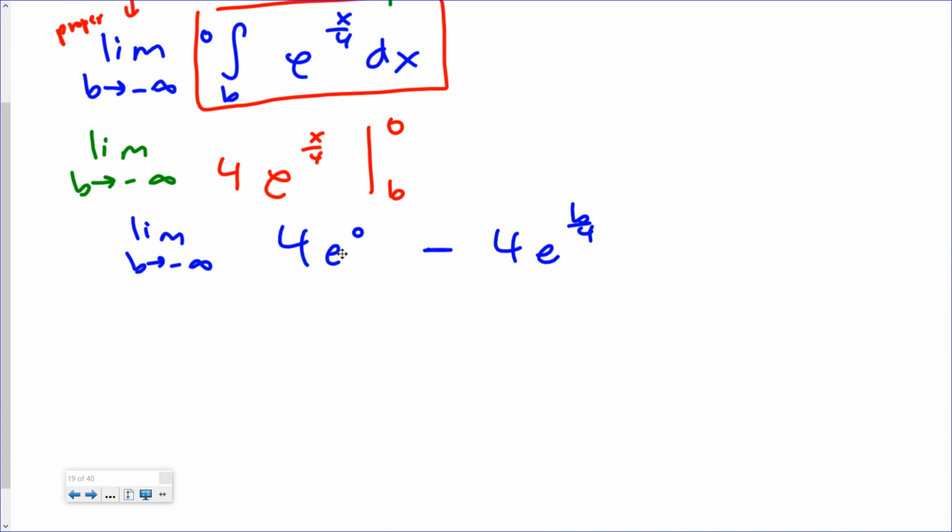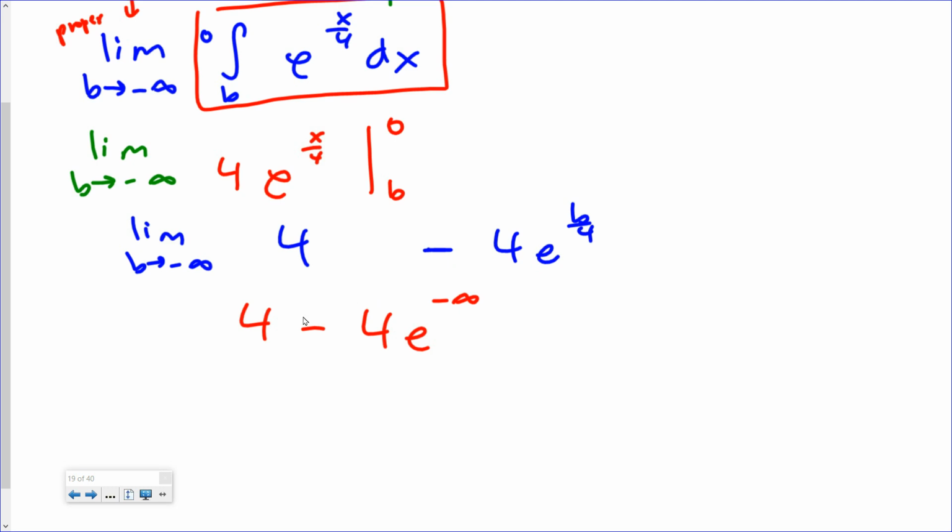Do you see that e to the 0 is really what? 1. So you guys okay if I just make this a 4? It's 4 times 1, basically. Over here, I still have 4e to the b over 4. You guys ready to take care of little brother? We've done the wind bar, so everywhere there's a b, let's put in negative infinity. So this is 4 minus 4e to the negative infinity over 4. But negative infinity over 4 is really just negative infinity.